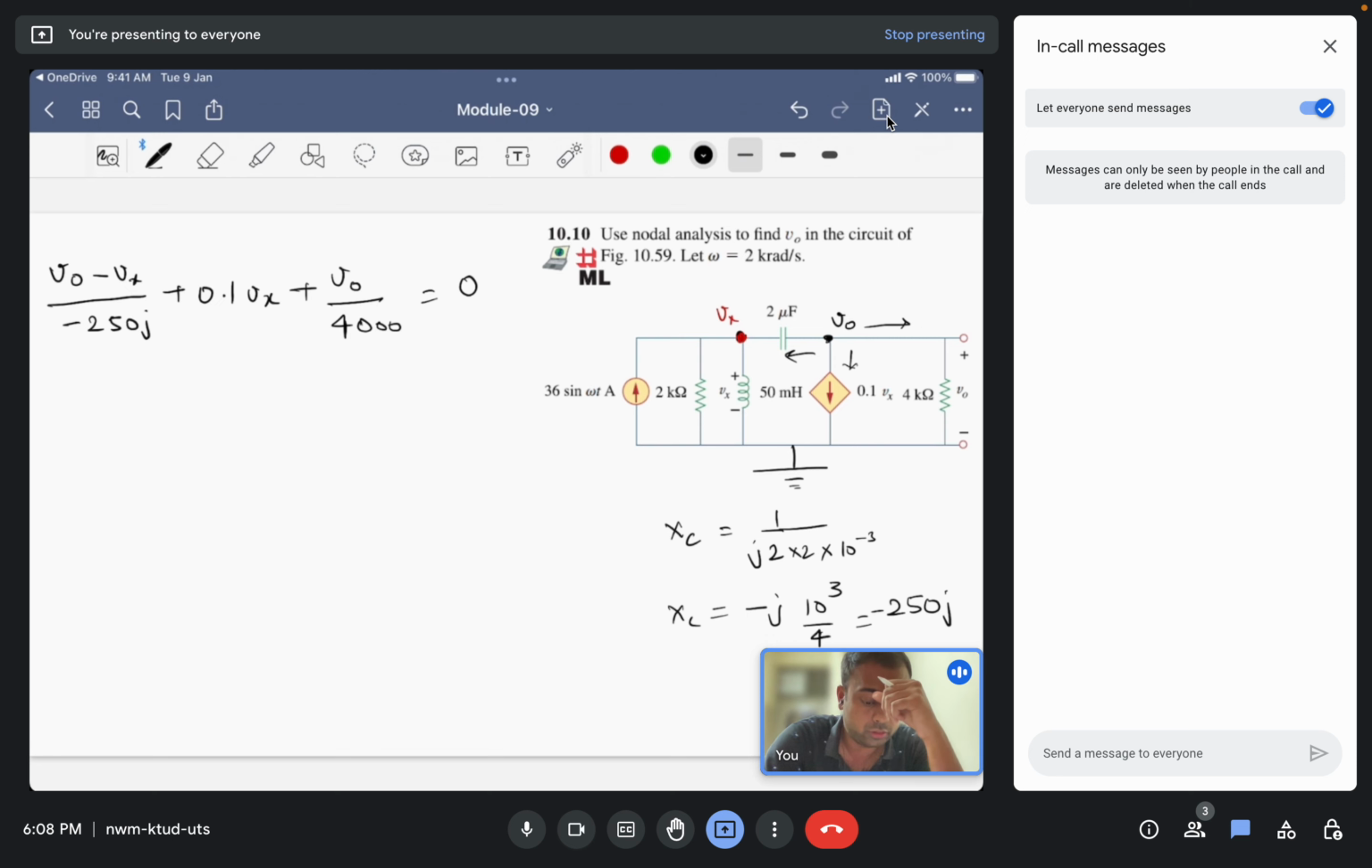We have an unknown term here, Vx. For calculating Vx, we have to use the other node. So we have to again write the nodal equation for Vx. Before doing that, let us first of all simplify this.